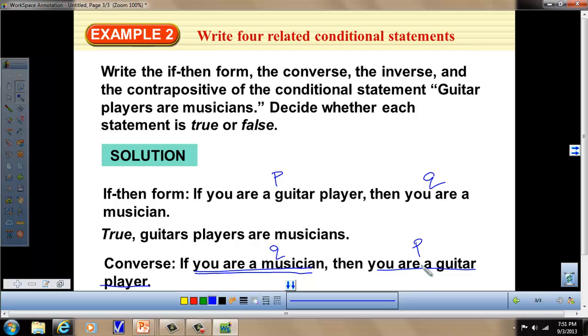This is false, because you can be a musician but not be a guitar player. You could be a piano player. Okay? You could play any other musical instrument and still be a musician. So this is a false statement.